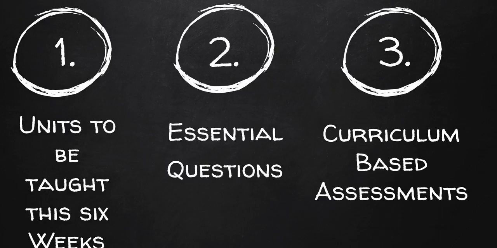So for this preview, basically we're going to look at 3 things for each of the units that are in the second 6 weeks. We're going to look at what those units are, what the essential questions or points are for that unit, and then also what standards are going to be assessed from that unit on the CBA.